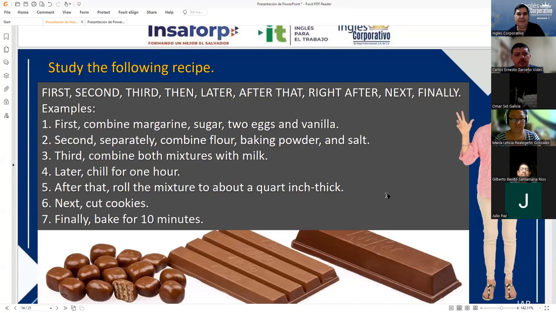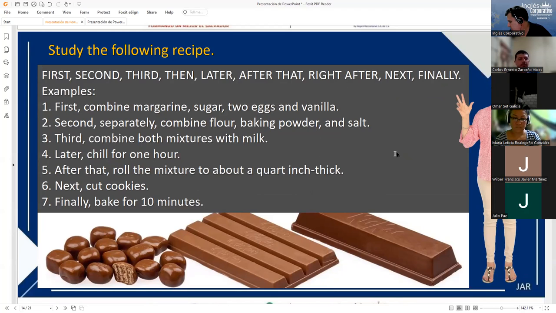Check over here. Study the following recipe. Check the words: first, second, third, then, later, after that, right after, next, finally. Examples. Check the example.